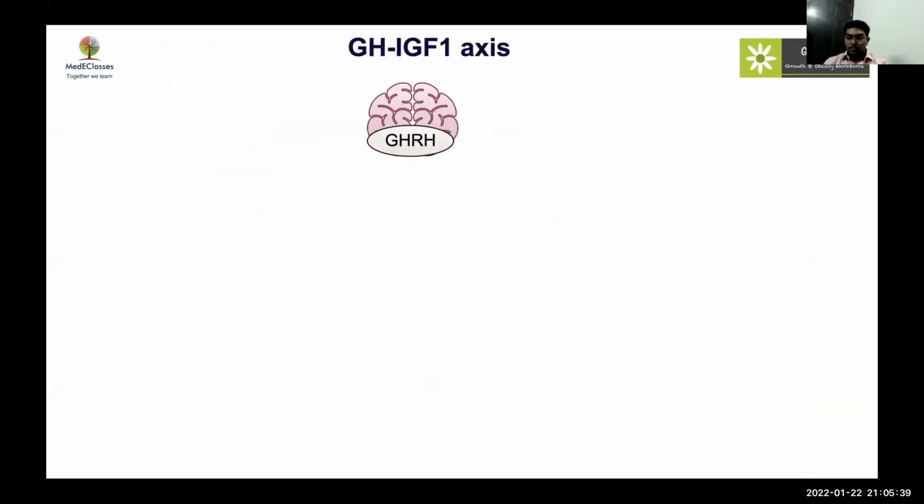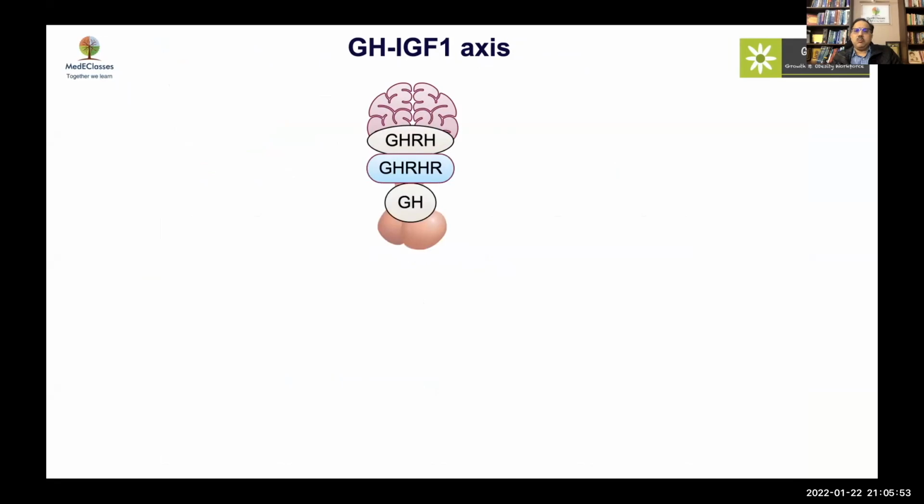Now, all of us know that the growth hormone releasing hormone, growth hormone, IGF-1 axis is the key as far as the overall control of growth is concerned. The hypothalamic GHRH controls the secretion of growth hormone from the pituitary, which happens in a pulsatile fashion under the influence of the growth hormone releasing hormone receptor.